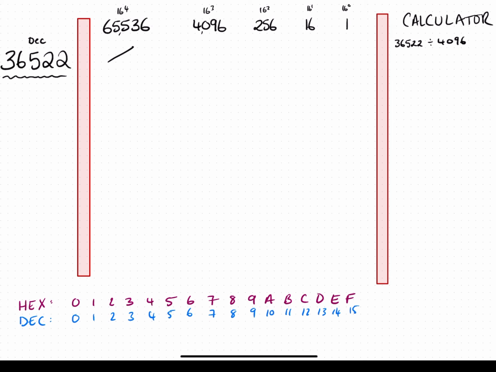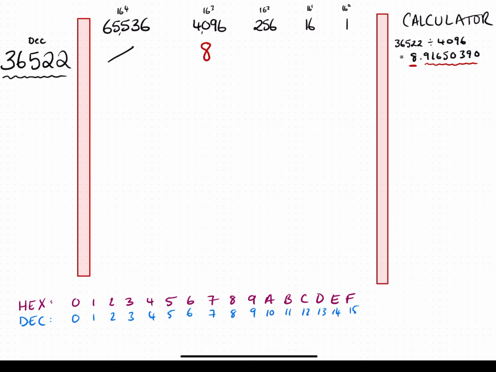I get my answer it looks like this: 8.91650390. Now, the only part of that I'm really interested in is the 8, because that means that 4096 goes into 36,522 8 times with some remainder which I'm not sure about. So the decimal places after the decimal point are irrelevant right now except they tell us there is a remainder. So I'm going to go ahead and put my 8 in there.